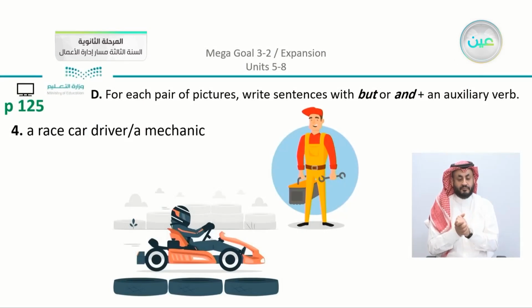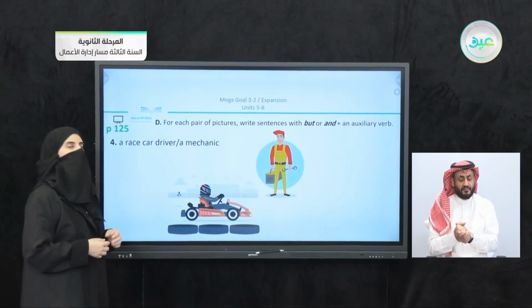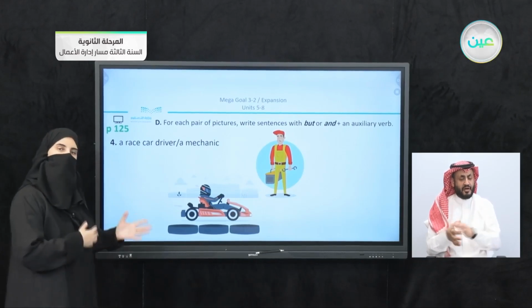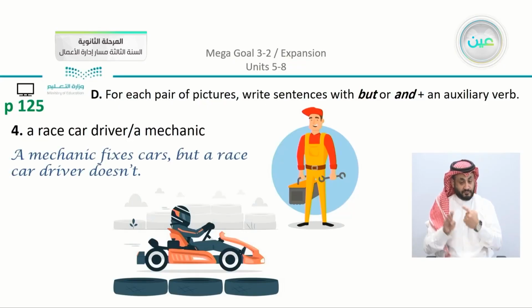Coming to our last example here, you can see that we have here two pictures. Now, relating to what is written, we have here a race car driver and also a mechanic. So this time we can choose to say, a mechanic fixes cars, but a race car driver doesn't. Also note that we have here but, we have at the very end the auxiliary verb, and it is negative.